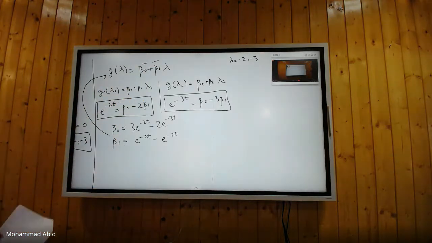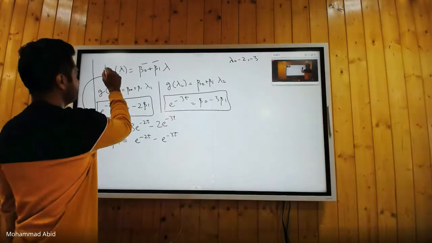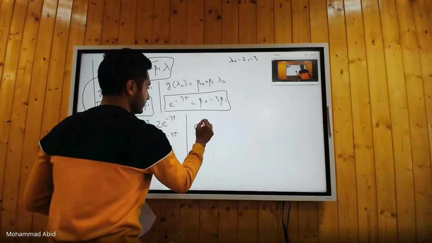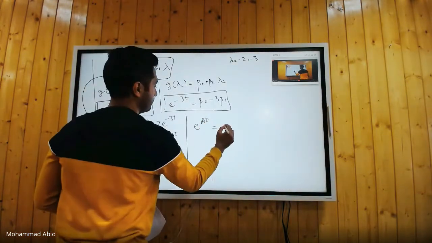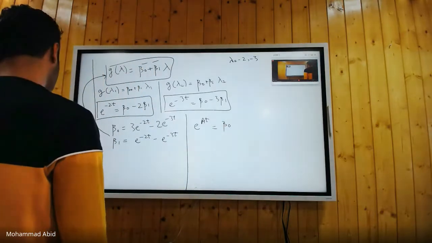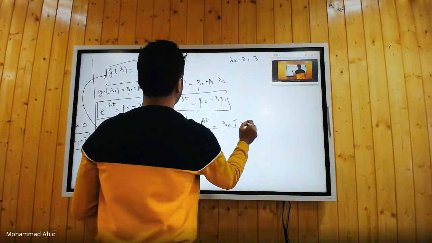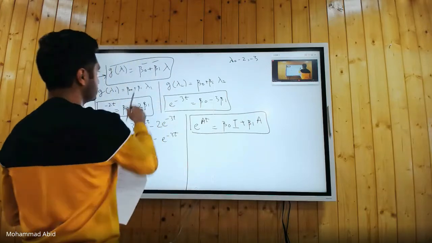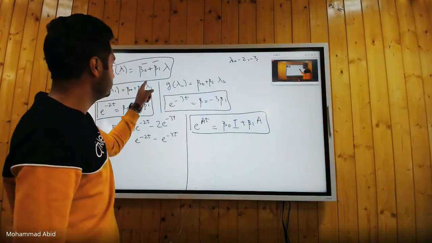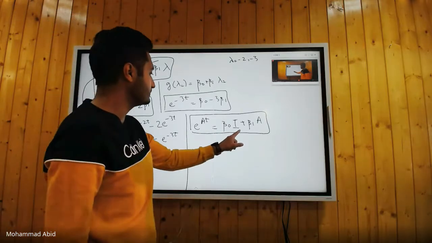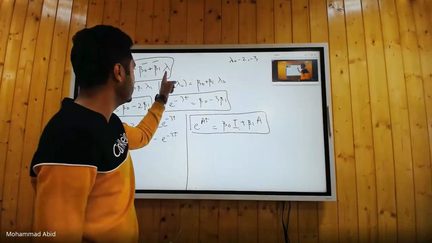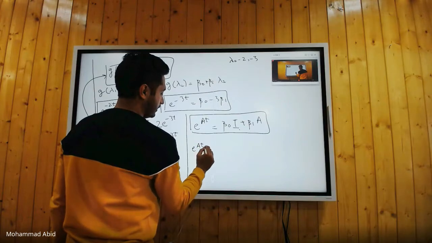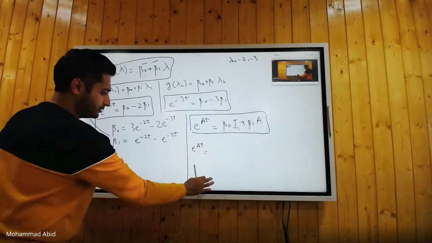Once you have found beta naught and beta 1, this was a scalar expression. Corresponding to that, you'll have a matrix expression, which will be e to the power At equal to beta naught I plus beta 1 A. This is your matrix expression corresponding to this. Beta naught is multiplied by the identity matrix, plus beta 1 times, instead of lambda, I will use A. That's how you get e to the power At. Now, substitute beta naught and beta 1. We have already evaluated beta naught and beta 1.